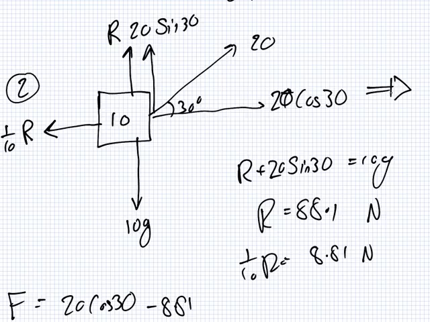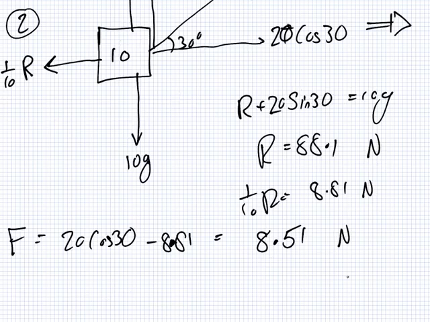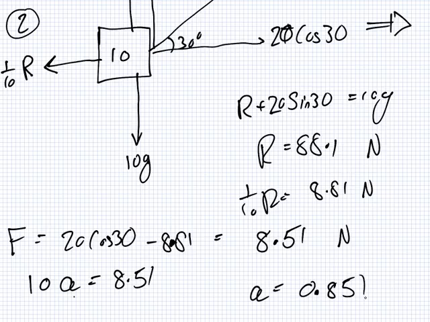I did it like 8.81. Oh, so you decided to get most of it right, but not all of it right. Interesting decision. Same mistake, okay. 8.51 newtons. I think I wanted the acceleration. Yes. So the acceleration is 0.851 meters per second squared. So let me just put that in.